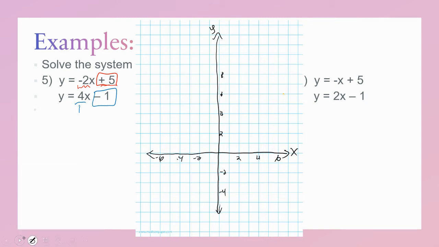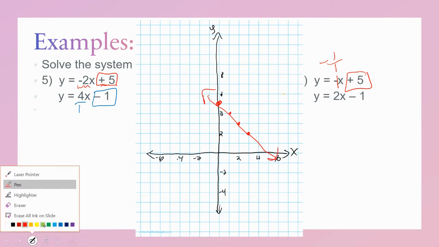There we go. Example 6. These are again in slope-intercept form. So this positive 5 is my y-intercept. Remember, that's a negative 1 in front of the x, which means a slope of negative 1 over 1. So I'm here at positive 5, down 1, right 1, down 1, right 1, down 1, right 1. So there's my line for the first equation.